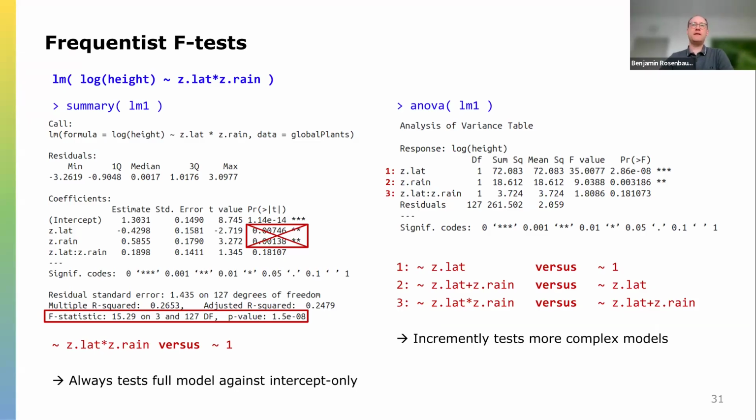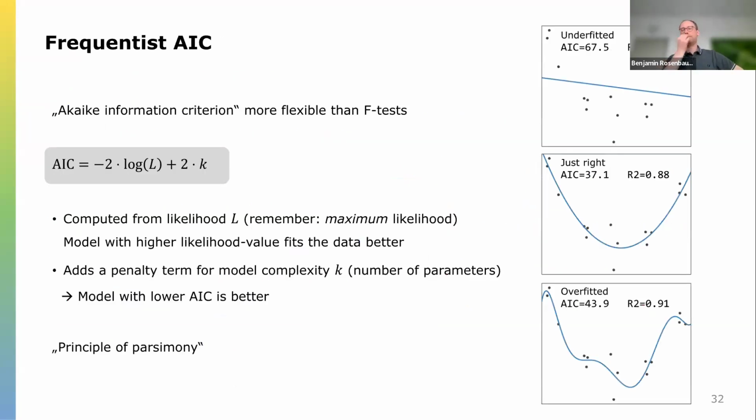Okay, F-tests have some limitations. They are useful in linear models, but not so much in GLMs. And also you can only use them for nested models. So in frequentist statistics, there's a workaround, or another method. It's called AIC, Akaike Information Criterion, which is much more flexible, and we have a version of this in Bayesian statistics as well. It is likelihood based, so it can also be used for generalized linear models.